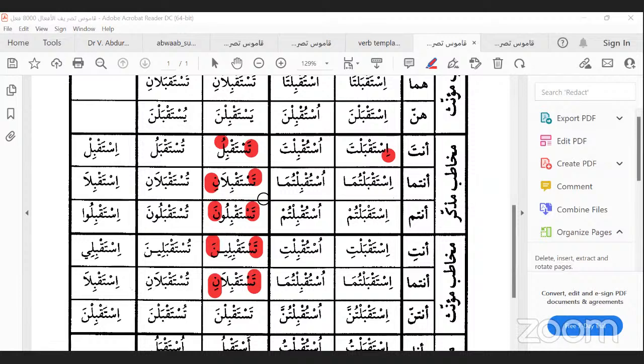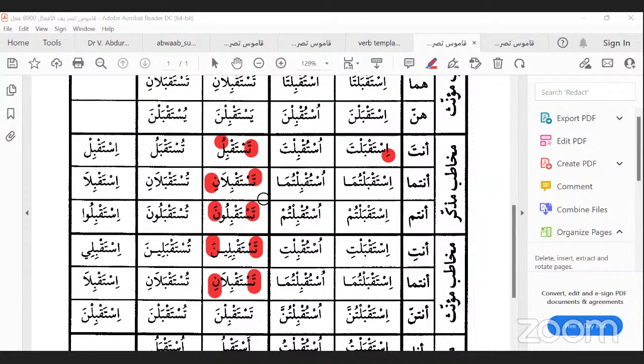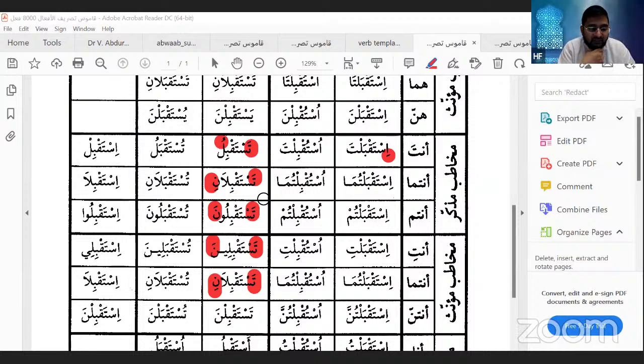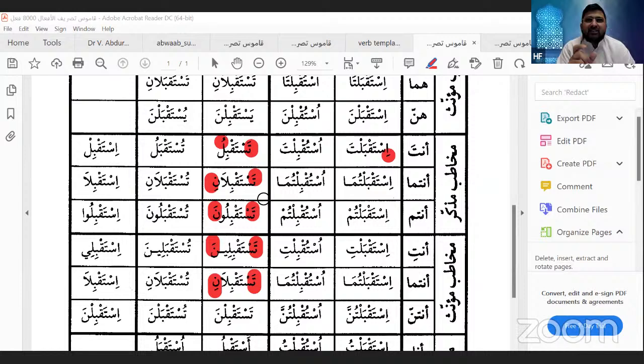It's alif, sin, ta, Zad, Ain, Fa. Istad'afa, yastad'ifu. So what would be the imperative of tastad'ifu? Tastad'if. I have to do imperative. This is slightly difficult because of Zad. Let me make it easier for you.